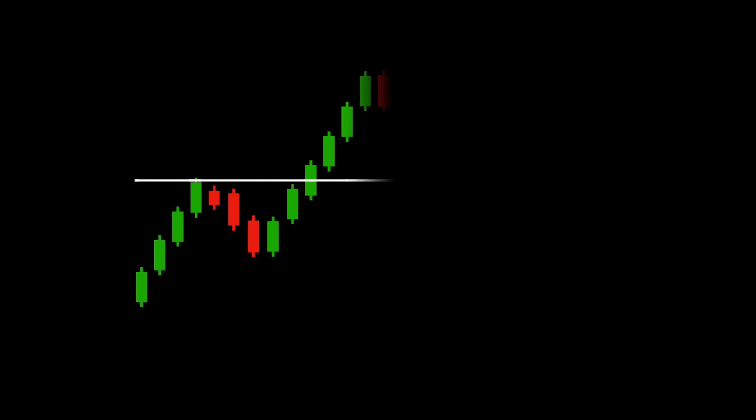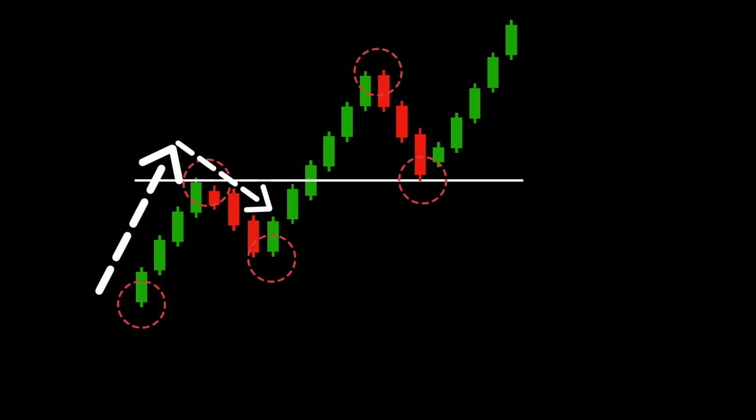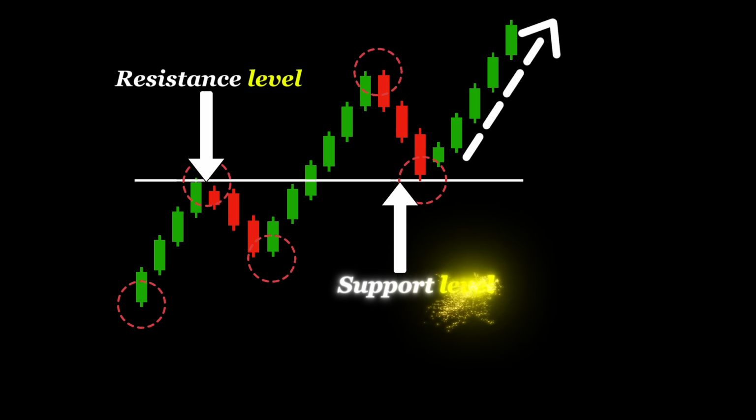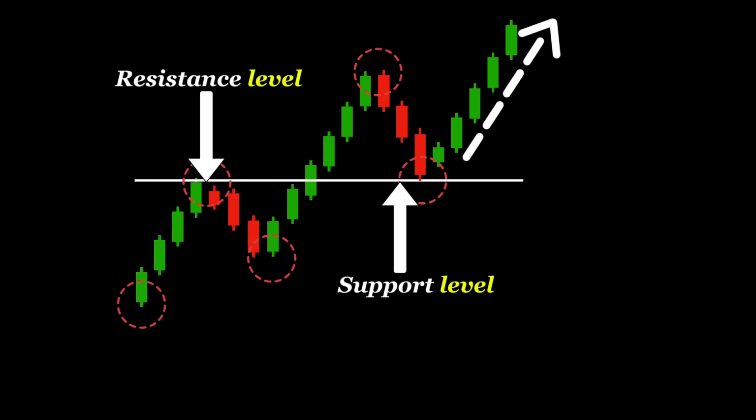Now the question is how to identify the beginning of an impulsive move and the end of a retracement. This is where support and resistance become extremely important because they give us a clear reference point on the chart. If you want to understand this concept in more detail, you can check the previous lesson where I explained support and resistance step by step. But for now, let's focus on how to use them within market structure.